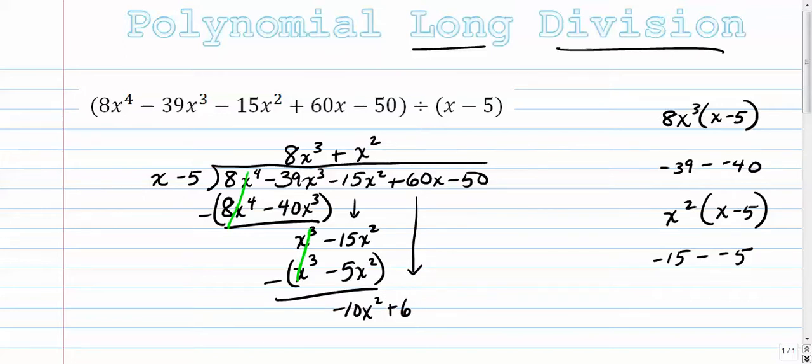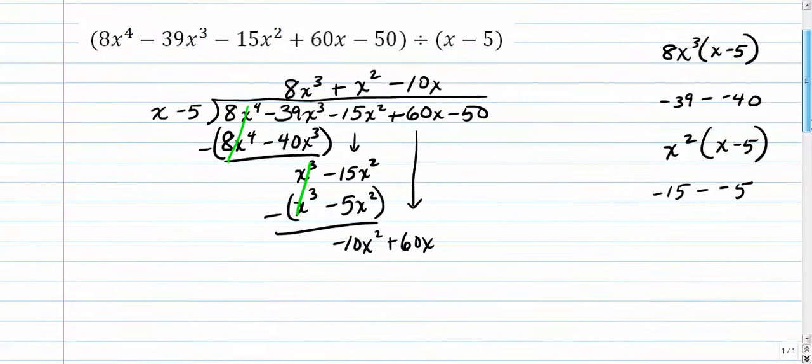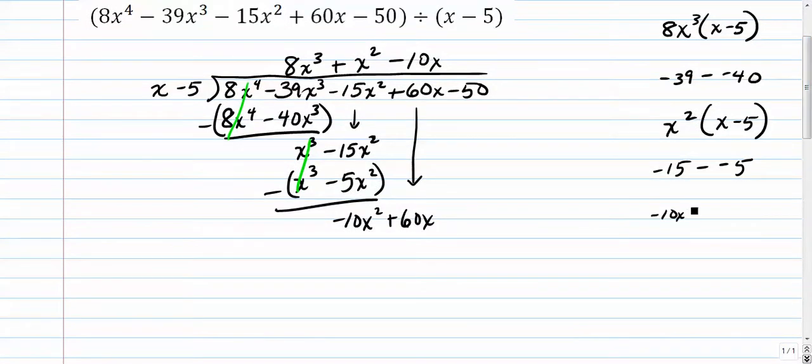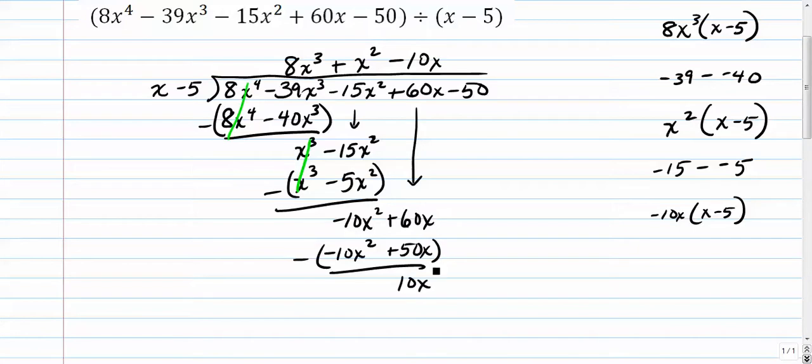Bring the linear term down. Lead term, how many times does x go into negative 10x squared? It's negative 10x. Multiply back down. Negative 10x times x minus 5 is distributive property. Negative 10x squared plus 50x. Subtract in parentheses, leaving us with just a 10x. 60 minus 50. Finally, bring our constant down, and we have, how many times does x go into 10x?